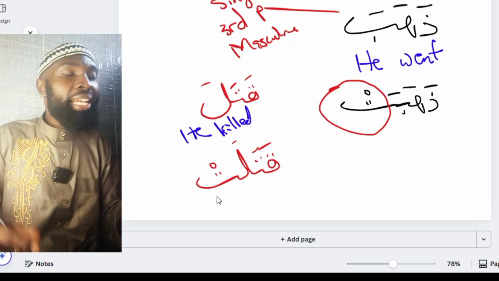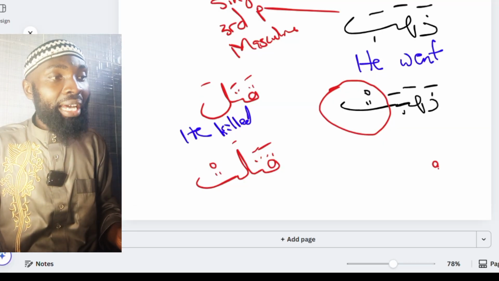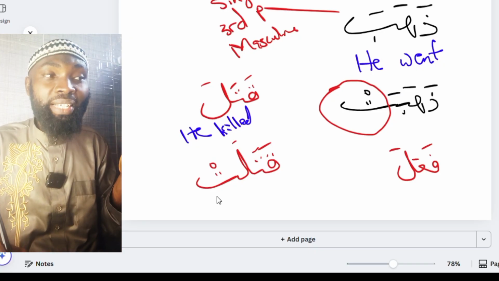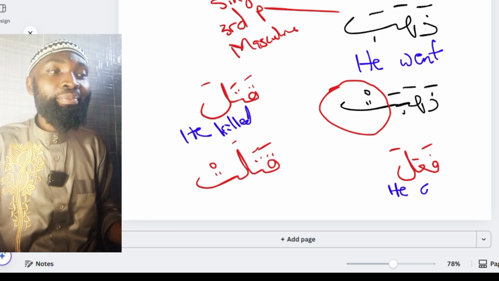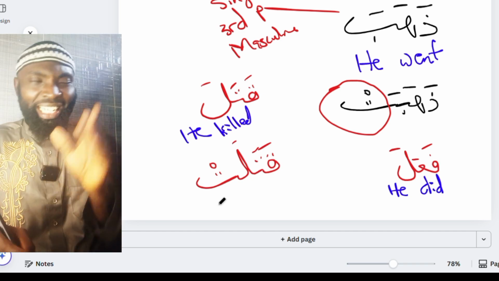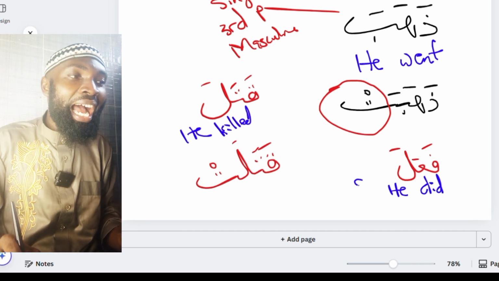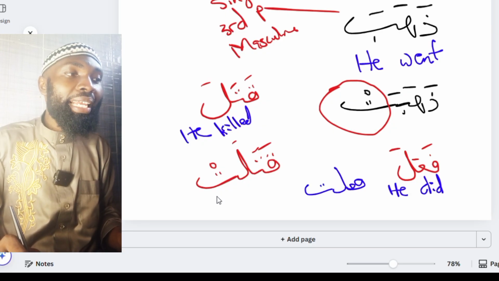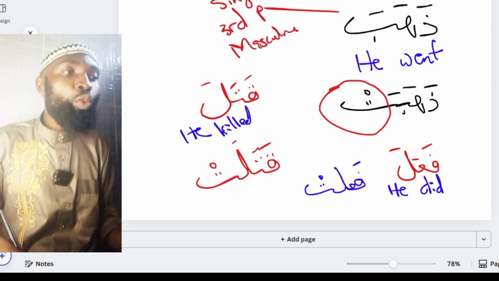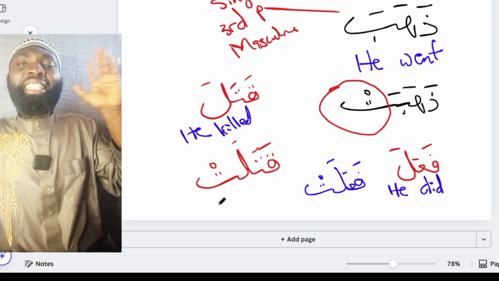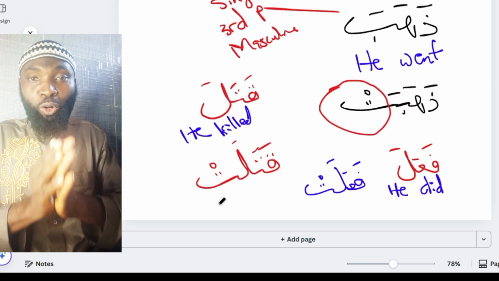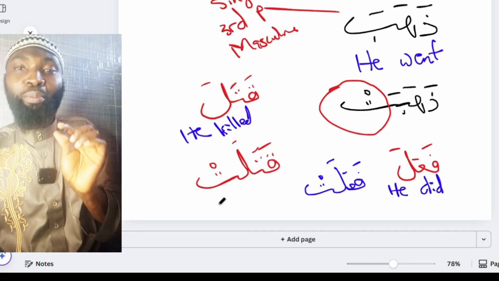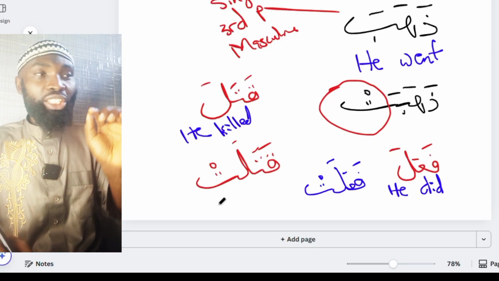This is how the verbs work. If you have another verb, which is the verb fa'ala, it must surely start with he, because this is a third person verb. So fa'ala means he did. If you want to make it she did, all you will need to do is to add ta'un sakin to it to give you what? Fa'alat, she did. So any Arabic verb you come across that has three letters like this, this is how to form the feminine form. Fa'ala, he did. Fa'alat, she did.